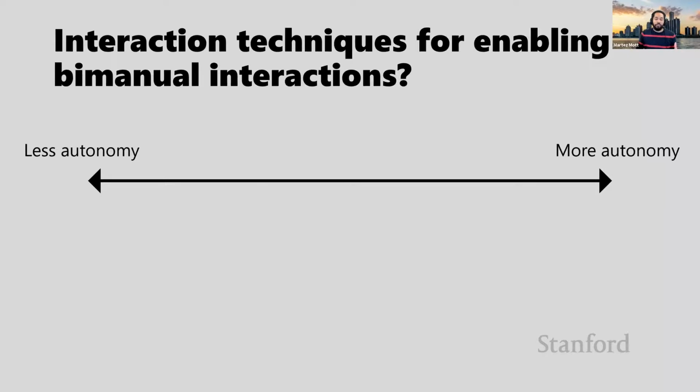So if you're thinking about how we can create interaction techniques for this space, you can think about it along a spectrum of how much autonomy you want the user to have. If I have a spectrum between less autonomy and more autonomy, what can I do with that?